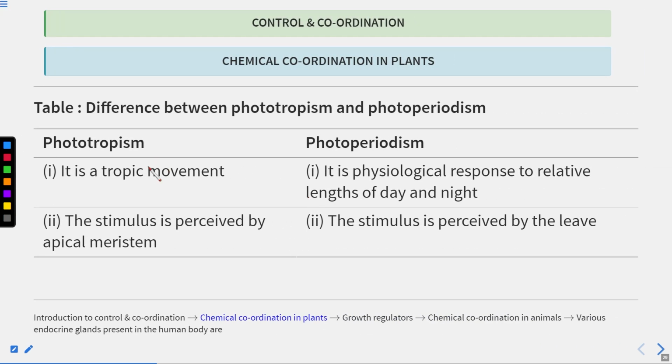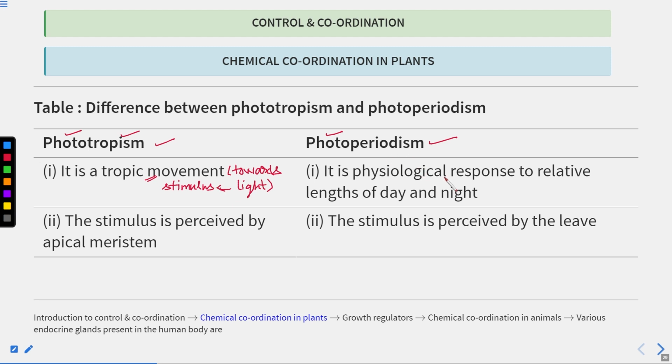Now let's have a look at the difference between phototropism and photoperiodism. Both of the terms we have discussed in the previous lecture. Both are related to light because both contain "photo". Photo means light, and tropism means movement, as we have seen. So it is the tropic movement, or you can say movement towards the light. Movement in response to the light is known as phototropism. Here the stimulus is light. So light acts as a stimulus.